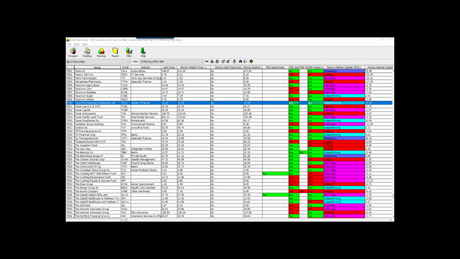Welcome to this quick tutorial on how to use the person indicators. The person buy signal and the person sell signal have been around for a few decades on various platforms. We're proud to introduce it to the HGSI software, which has immeasurable uses in how we can tabulate and find trading opportunities. First, what is the PPS buy signal?